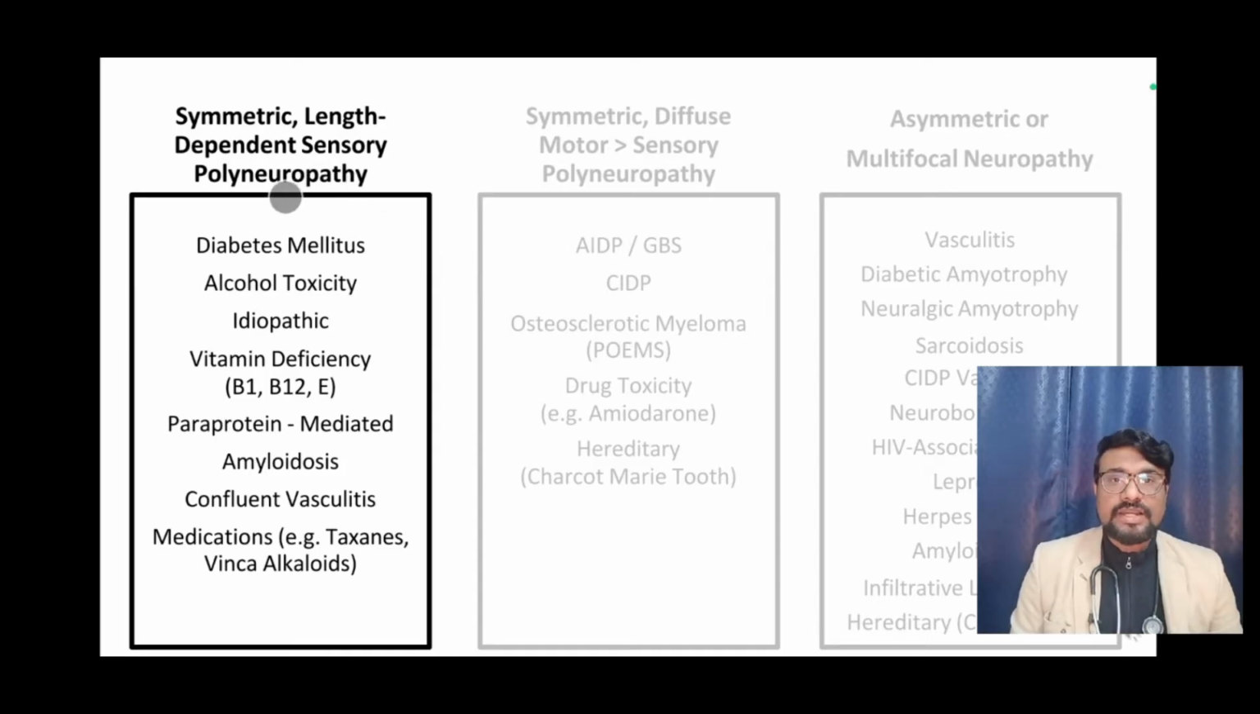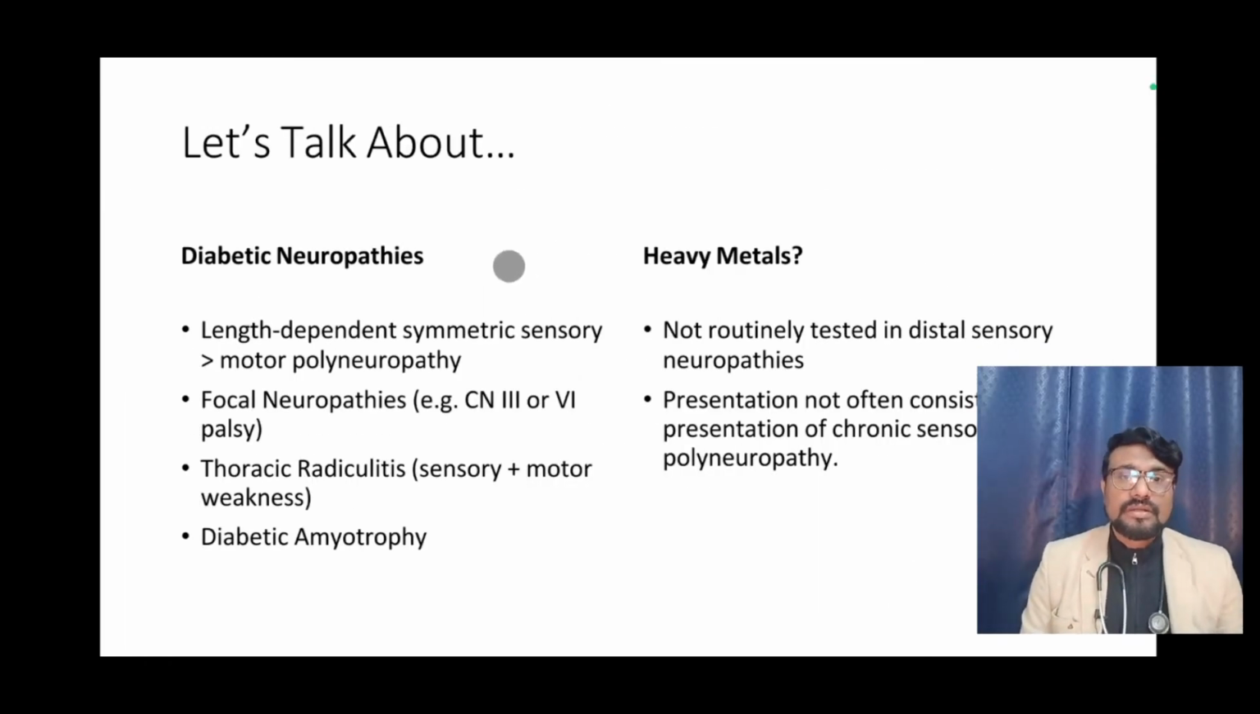So, these are symmetrical length dependent sensory polyneuropathies. Now, let us talk about diabetic neuropathies. These diabetic neuropathies are length dependent, symmetrical, sensory more than motor neuropathies, and focal neuropathies can also occur, which include involvement of cranial nerve third or sixth, thoracic radiculitis with sensory and motor weaknesses, or diabetic amyotrophy. These are the different diabetic neuropathic presentations that can be seen in patients.